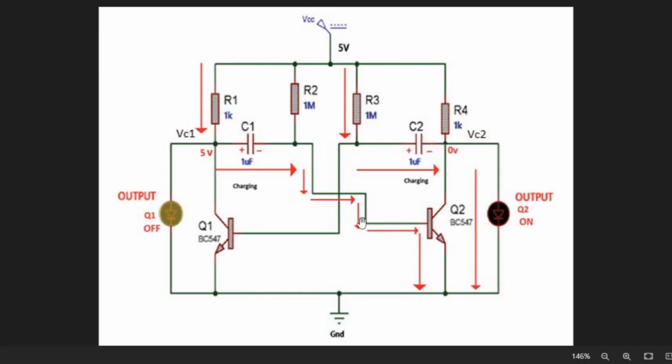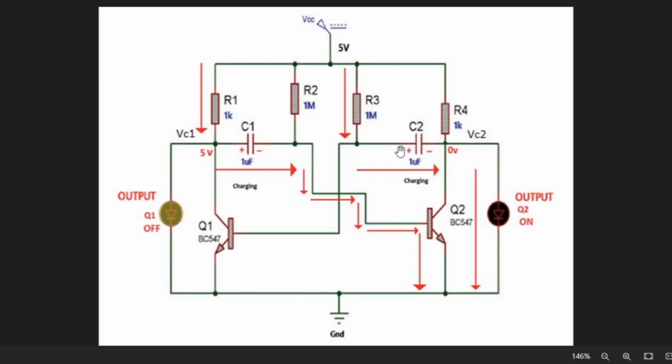Now Q1 is off and Q2 conducts, therefore VC1 is equal to 5 volts and VC2 is equal to 0 volts. C1's left plate is previously at a voltage of minus 0.65 volt, which starts rising to 5 volt and is connected to the collector of Q1. C1 first discharges from minus 0.65 volt to 0 volt and then starts charging through R1 via Q2. During charging, the right plate of C1 is at a lower potential which turns off Q2.